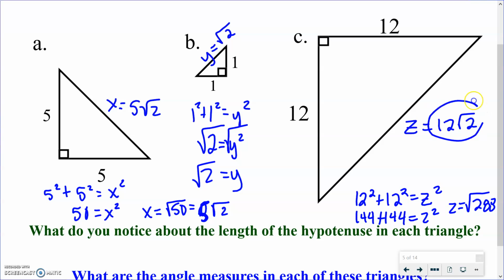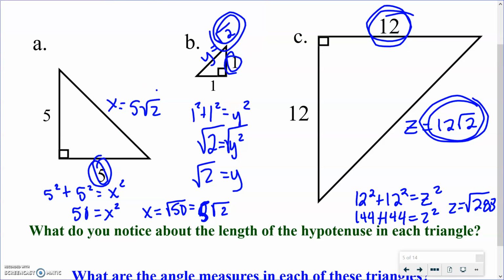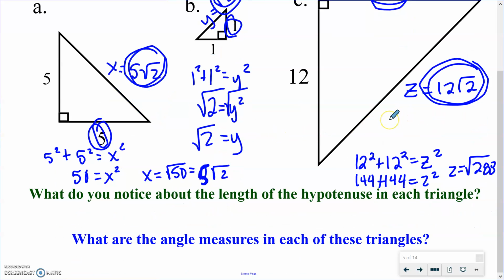So what you want to notice is, this is 12 square root 2, and the legs are 12. This is 1 square root of 2, and the legs are 1. This is 5 square root of 2, and the legs are 5. So we know that these are called 45, 45, 90 triangles, because they're isosceles triangles because they have two equal side lengths. And the hypotenuse is always going to be the leg length times the square root of 2 when it's a 45, 45, 90 triangle. So that's one special type of triangle we talk about, 45, 45, 90.